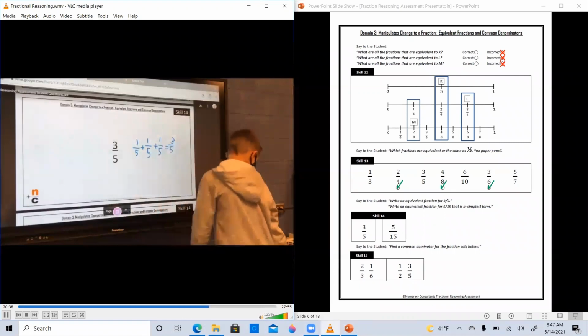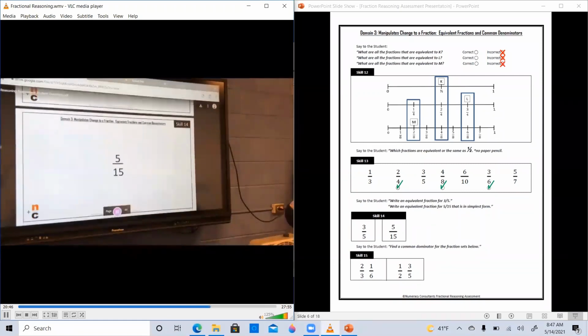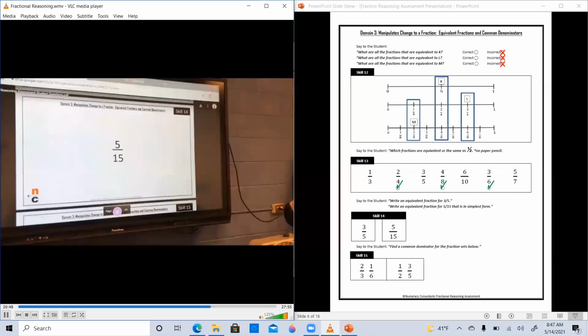Okay. All right. So what you did, you definitely broke 3/5 down into fifths. So he decomposed it, which is a good skill to have, but unfortunately it's not finding an equivalent fraction. Okay. Can you write an equivalent fraction for 5/15 that's in simplest form?